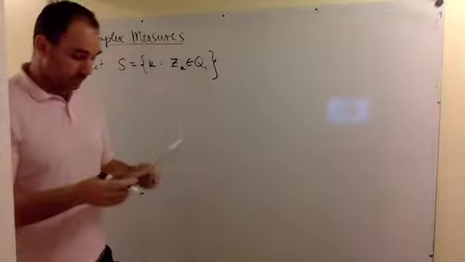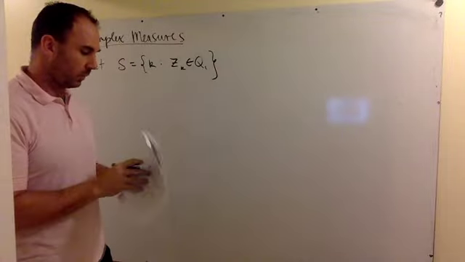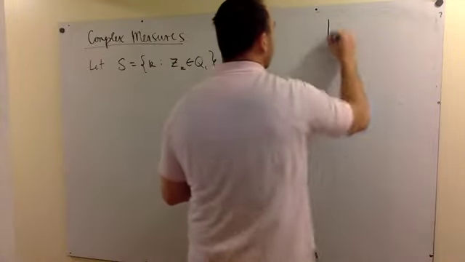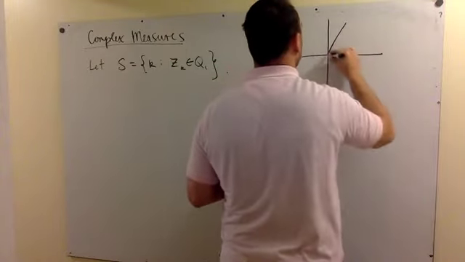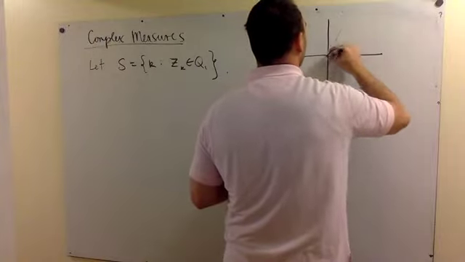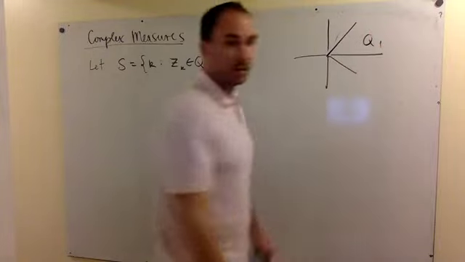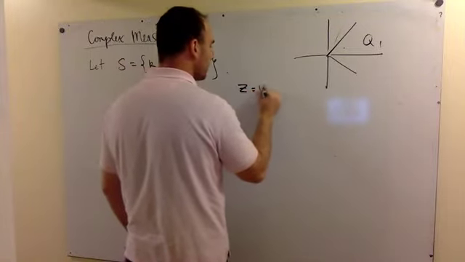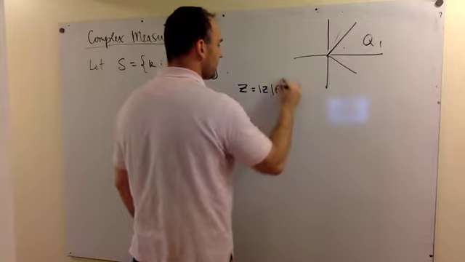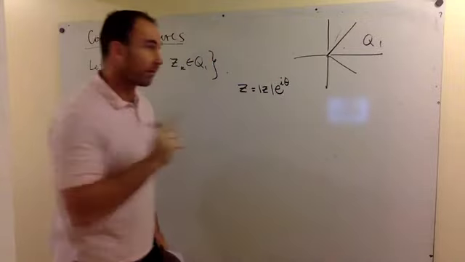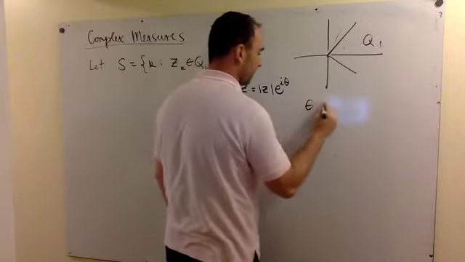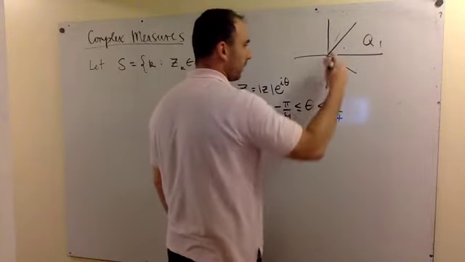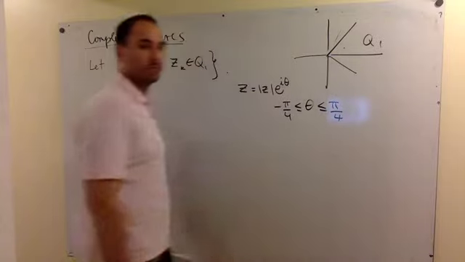Okay, now what's so special about Q1? Well, let's take a look here. Here's Q1. Didn't quite draw that right. Okay? If I take any z in Q1, I can write that z as e to the i theta, where theta lives between negative pi over 4 and pi over 4. Right? Here's negative pi over 4, here's pi over 4.